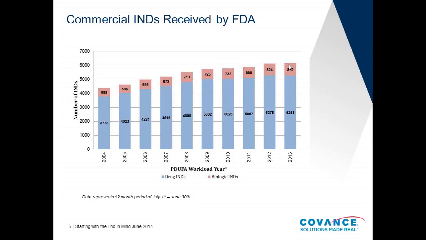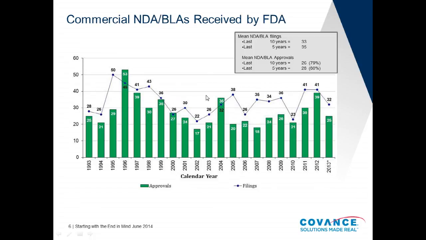Now contrast that with the data on this slide. The blue lines, or the circles above the green bars, show the number of new drug applications or biological licensing applications in the US that were filed for each of the years over the last 20 years. And the green bars show you the number of those applications that were approved by FDA in those years. And you can see that it varies from year to year over the last 20 years.